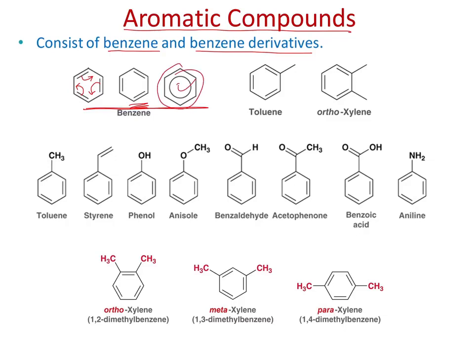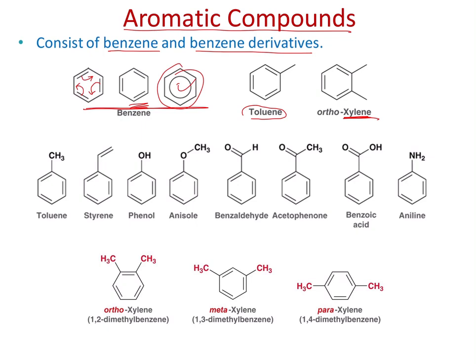Okay? Now, the benzene derivatives have common names. If there's a methyl group attached, we call that toluene. If there are two methyl groups, we call it xylene. But then there are terms that are specific to benzene.